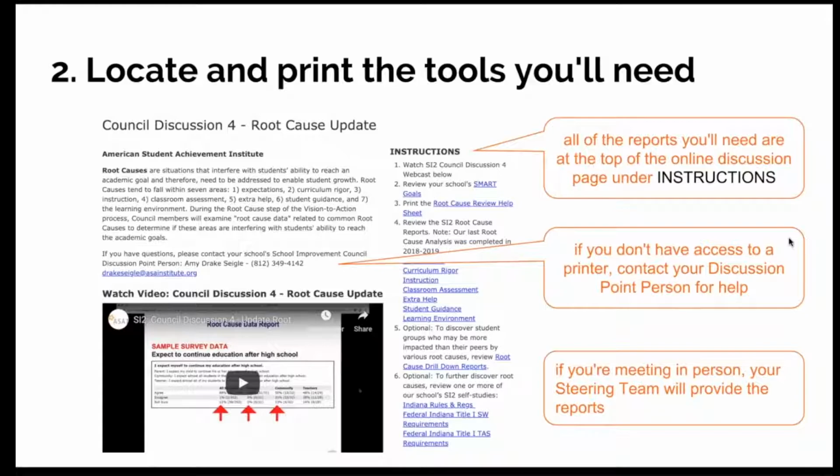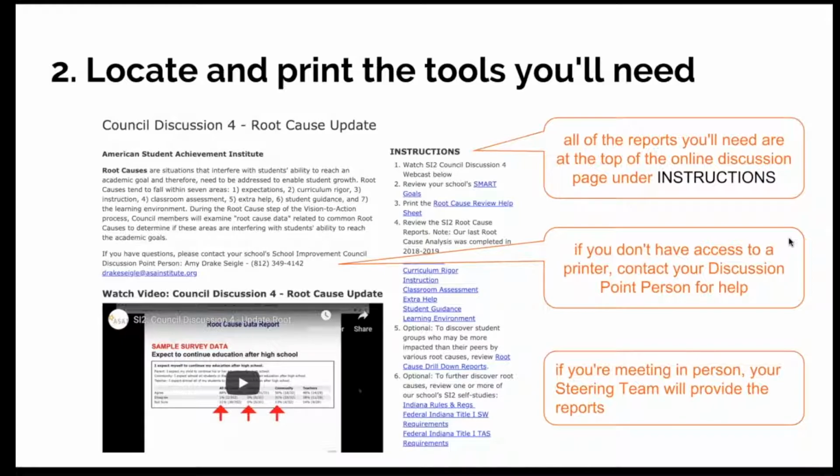So to find those reports, as we were saying, you're going to locate and print the tools you need, and these are mostly the reports. You'll notice at the top of the discussion page, and you might be watching this video on the discussion page, at the top on the right-hand side, there's a column that says instructions, and all of the reports that you need are in this instructions area.